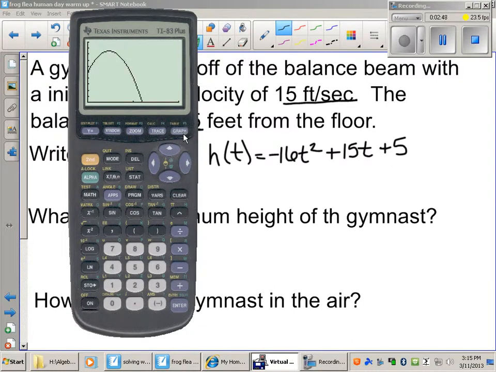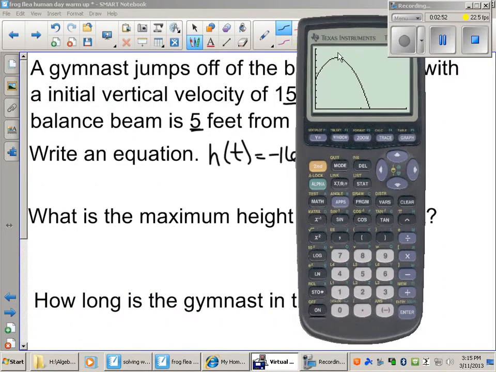So now I want to find the maximum height, which is right here. I could use trace, I could just move the cursor on the graph, but there's also an easier way to find the maximum. If you hit second trace, it will give you the calc options, and we will want the maximum, which is number 4. So you can scroll down to number 4, hit enter, and the first thing it asks you is left bound. That means you need to take your cursor and go to the left.